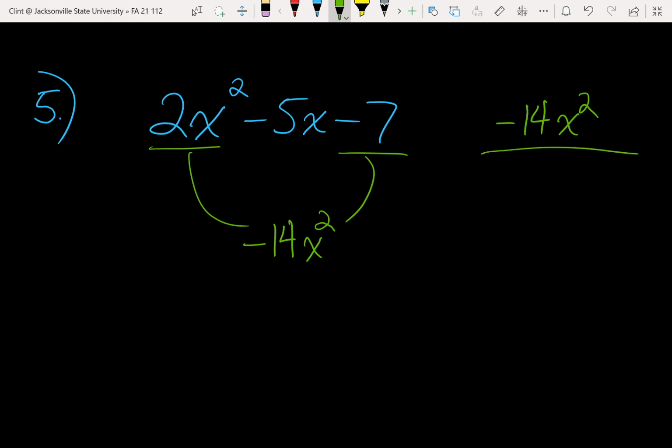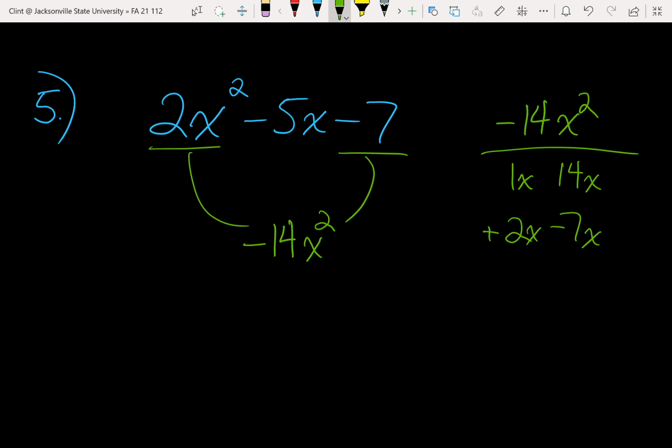So factors of 14, got 1 and 14, 2 and 7. And since it's a negative 14, we know one of our factors needs to be negative. That helps us. So which ones are going to work? Yeah, 2 and negative 7. And they're going to both have an x with them. Okay, so 2 and negative 7 will work.